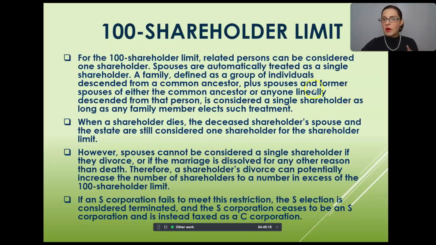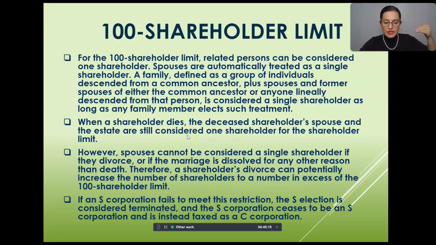Now, when they're talking about former spouses here, they're talking about deceased spouses, because if spouses divorce, then they can't be treated as a single shareholder anymore. It's only if your spouse dies, then the estate of the deceased spouse is still treated as a single shareholder along with the living spouse. Does that make sense? Okay.